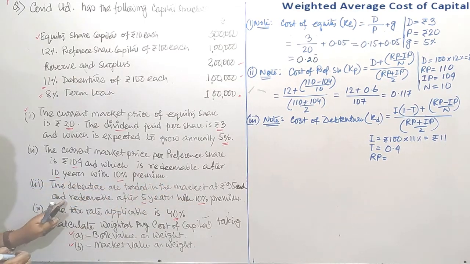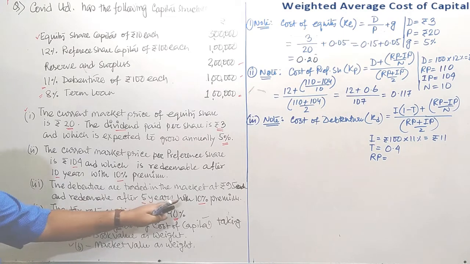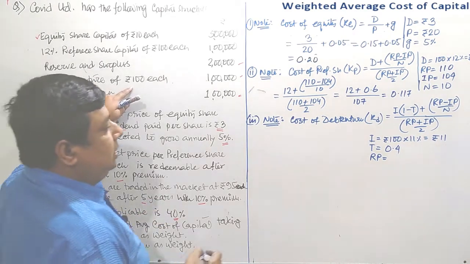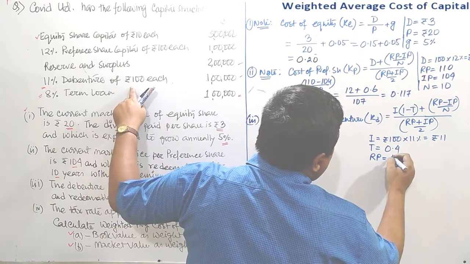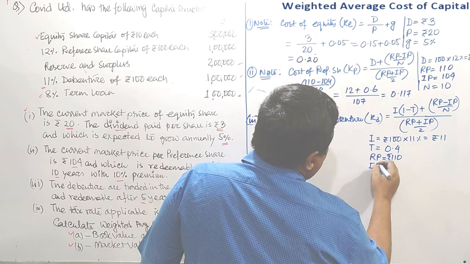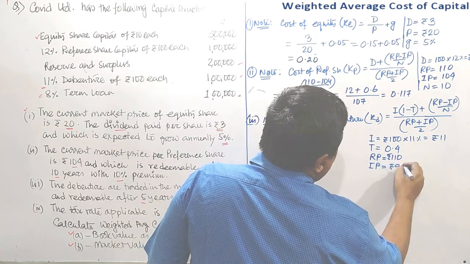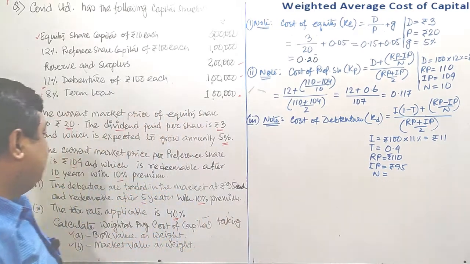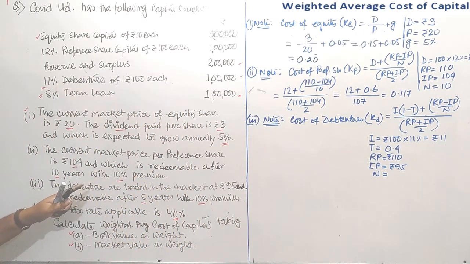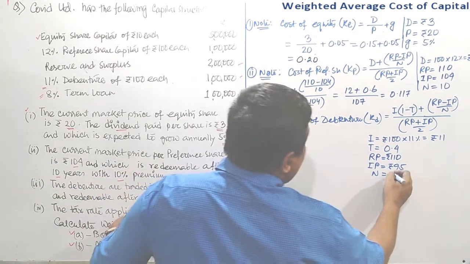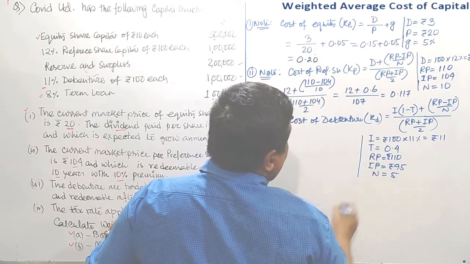Then redeemable price. Here you follow, the debentures are traded in the market at rupees 95 each, that is the issue price, and redeemable after 5 years with 10% premium. The base value per debenture is 100. Then it is redeemable with 10% premium, so it should be rupees 110. And the issue price currently traded in the market is rupees 95. After how many years is the company going to redeem the debenture? It is mentioned over there, 5 years. Then N is 5 years.